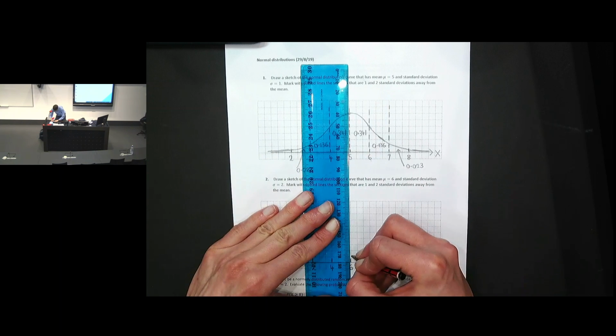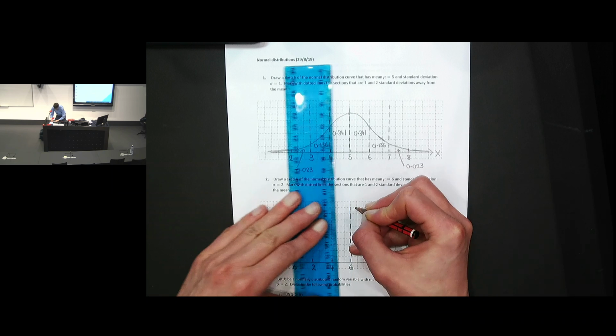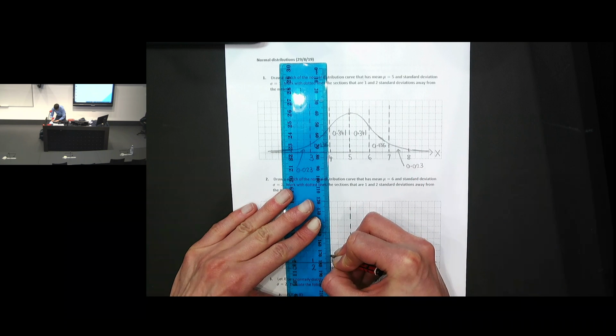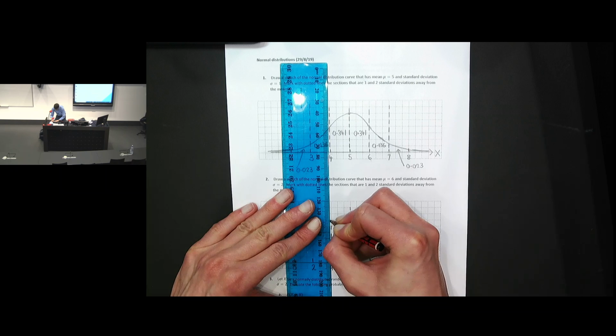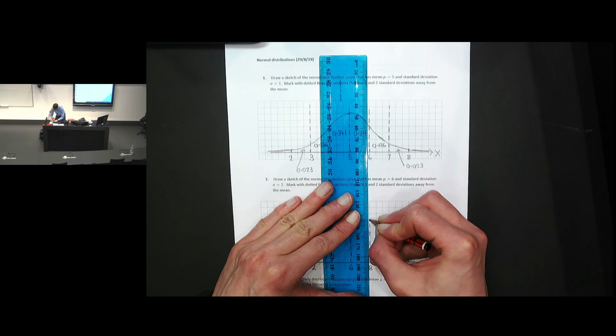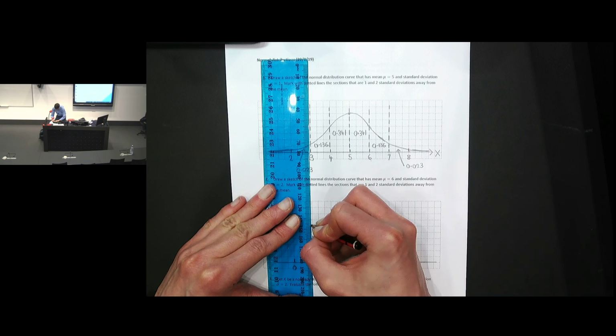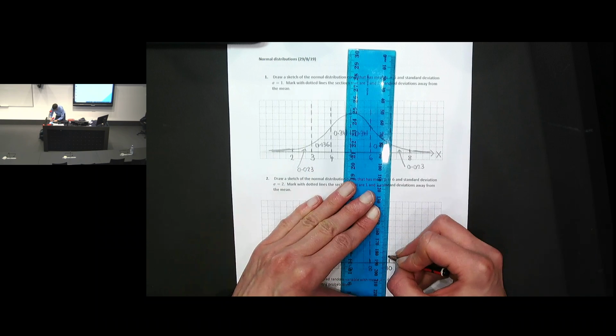So let's once again put on a dashed line to mark the location of the mean, and let's also put on some dashed lines to mark the locations of the points that are 1 standard deviation away from that mean on either side. And same with the points that are 2 standard deviations away from the mean, just like we've been asked to.